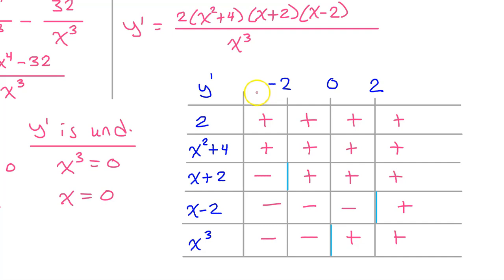The overall sign of y prime depends on the number of negatives in each column. An odd number of negatives means y prime will be negative. An even number of negatives means y prime will be positive. So y prime will be negative in this interval and positive in the last interval.